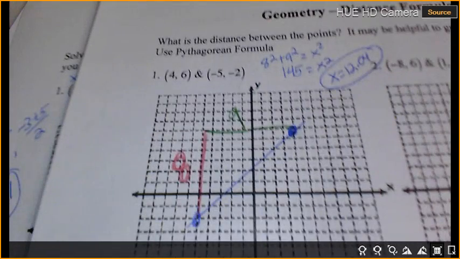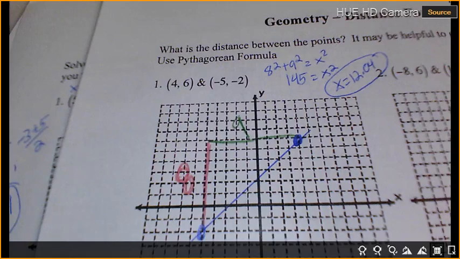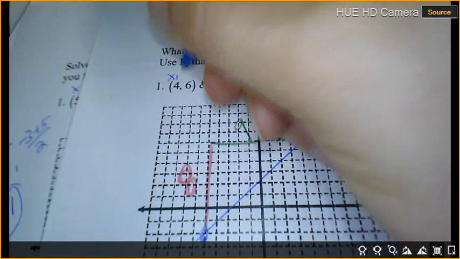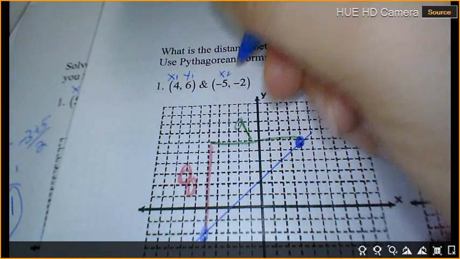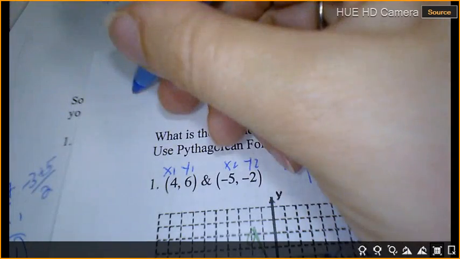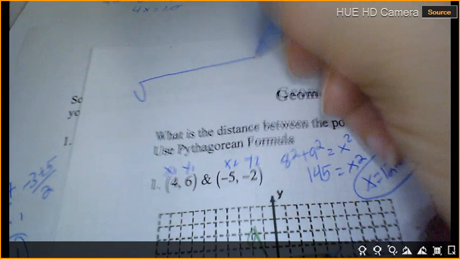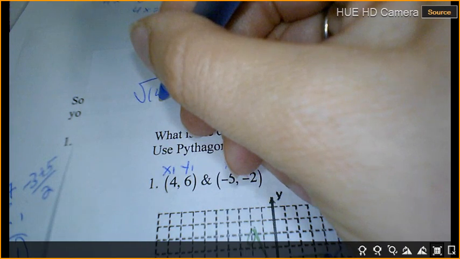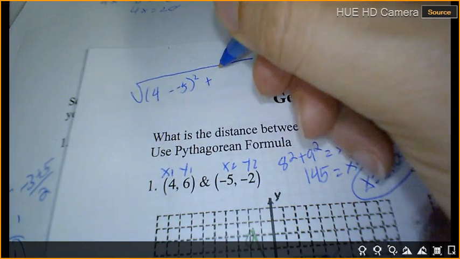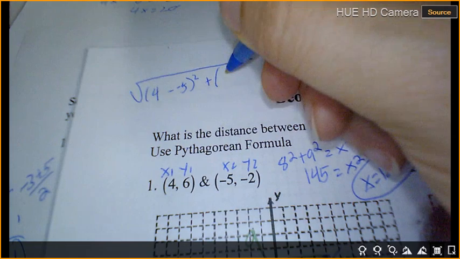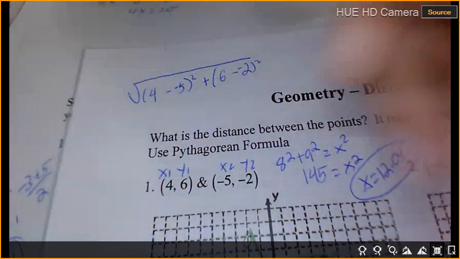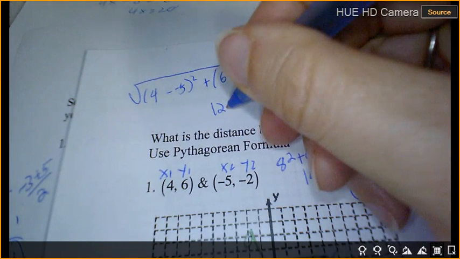Before we move on, I'm going to do completely the algebraic way. This is x1, y1, x2, y2. If you hate graphing, this is the way to go. You're just going to go square root of 4 minus a negative 5 squared plus 6 minus a negative 2 squared. You put that in your calculator exactly, and you're going to get 12.04.